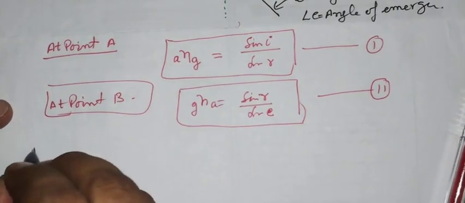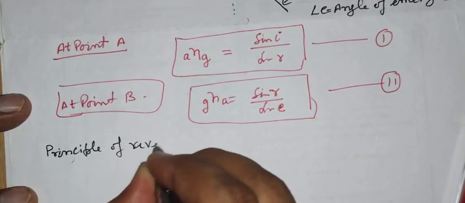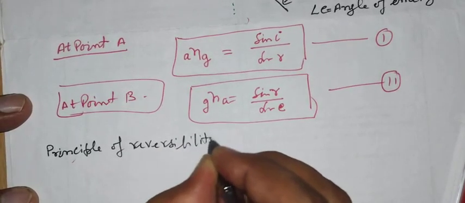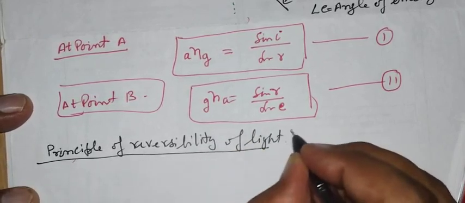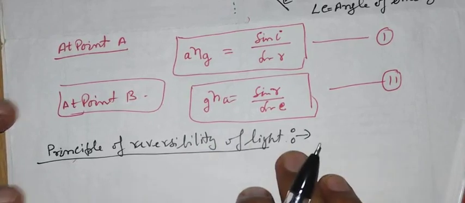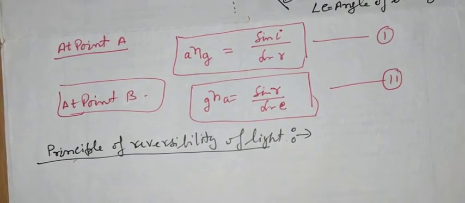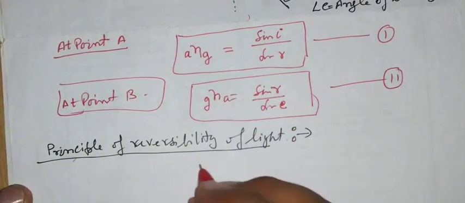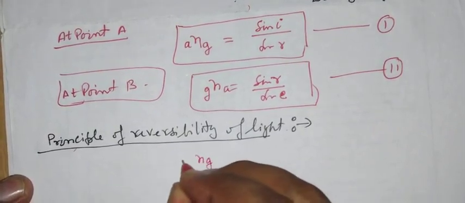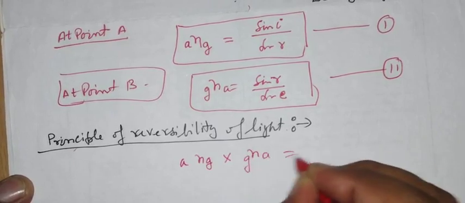We know the principle of reversibility of light applies. We have done this topic. Students, you can see the principle of reversibility on my channel Physics Wala. This is available there. You can see in detail what the principle of reversibility is. The principle of reversibility says that the refractive index of glass with respect to air times the refractive index of air with respect to glass is equal to 1.